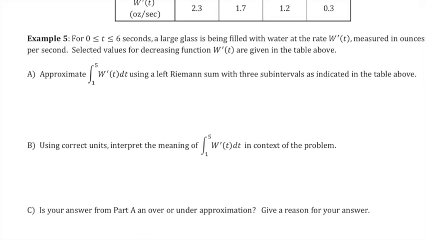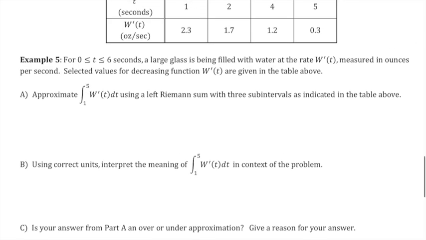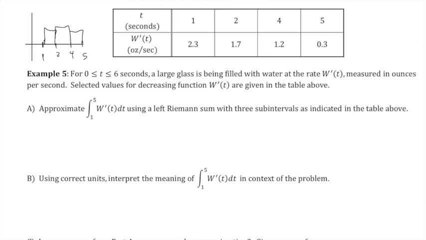Example 5. For t from 0 to 6 seconds, a large glass is being filled with water at a rate of W prime of t, measured in ounces per second. And again, we can see those units here. The selected values are given in the table. Approximate the area using left Riemann sums with 3 subintervals. So here's a picture.